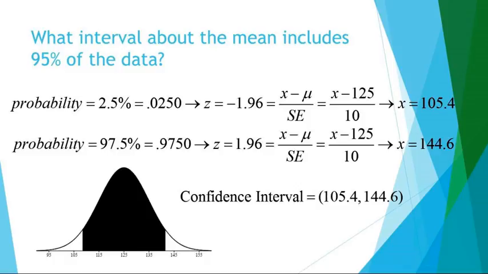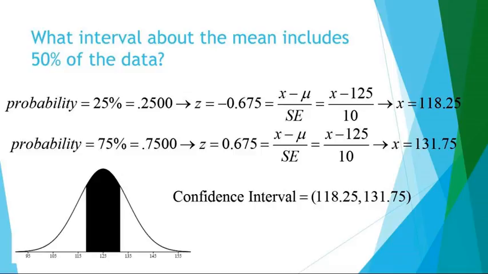Now that's going to be equal to that formula, x minus mu over standard error, or that critical value minus the mean over standard error. So x minus 125 over 10 is going to be equal to negative 1.96. X minus 125 over 10 is also going to be equal to positive 1.96. So I have to solve for those x values. And after I solve for those x values, I get 105.4 and 144.6. So that's going to be my confidence interval. My confidence interval is going to be from 105.4 to 144.6.